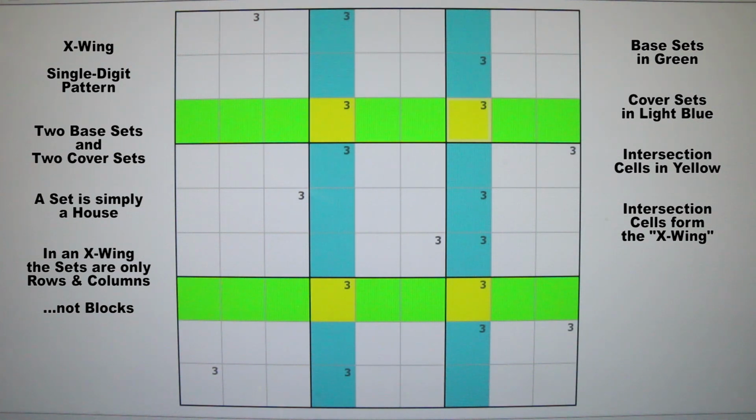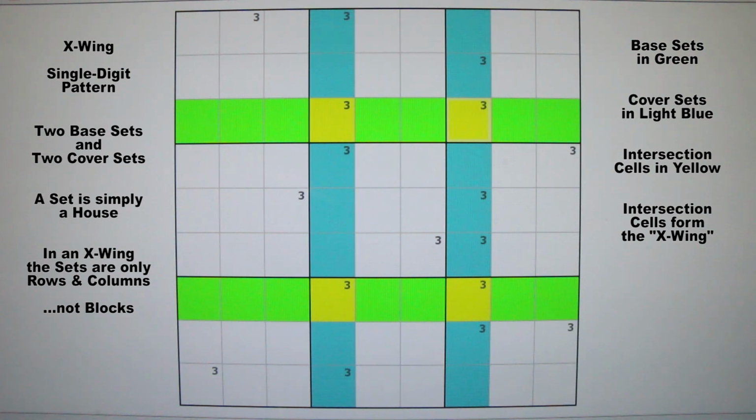In an X-Wing, it turns out that the base sets are simply 2 conjugate pairs that lie in either 2 parallel rows or 2 parallel columns. And these 2 conjugate pairs have to line up perfectly so that the 2 cover sets can intersect with them like you see in this diagram.